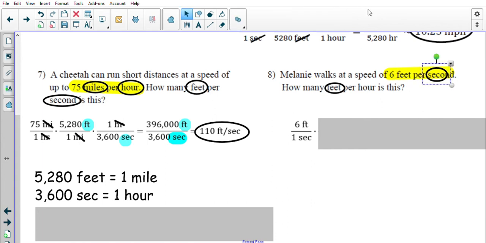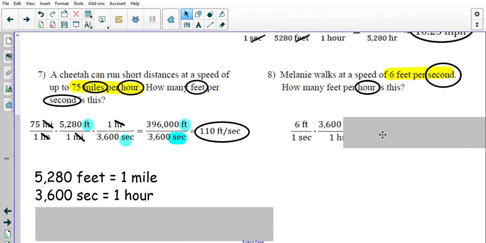Let's see if I can move that over, see if it'll let me do that. Sort of. So we need to convert our seconds into hours. That'll be a little bit better for us. There we go. So if we're converting seconds to hours, we need to keep in mind this conversion rate over here. There's 3,600 seconds in 1 hour. So 3,600 seconds goes on the top, so I can cross these labels off. We are going to be left with feet per hour, which is exactly what I want.